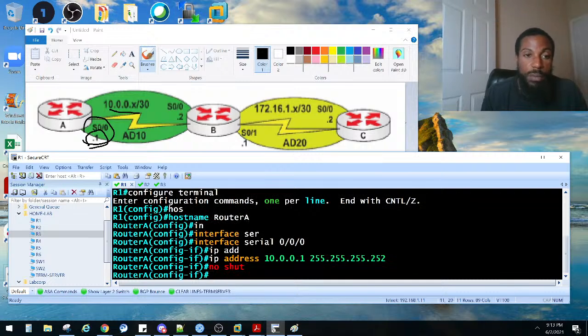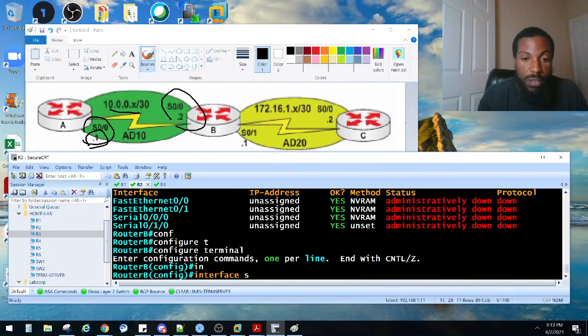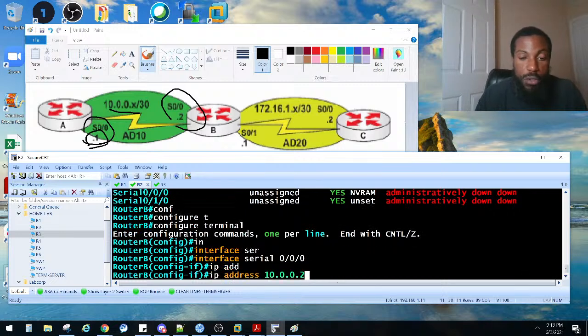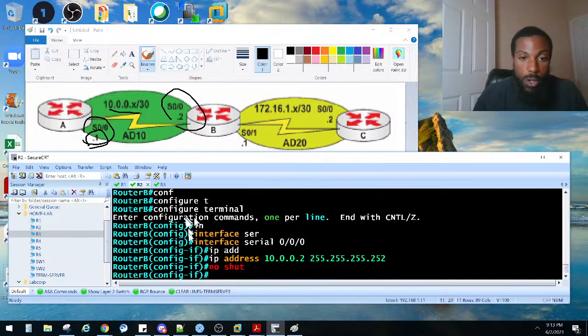What else we need to do? Let's go to router B and do that interface. Interface serial 0/0/0. So this is router B right here, and that is the serial 0/0/0 interface right there. Terminal interface serial 0/0/0. His IP address is 10.0.0.2/30 subnet. No shut that bad boy. I hope he comes up.